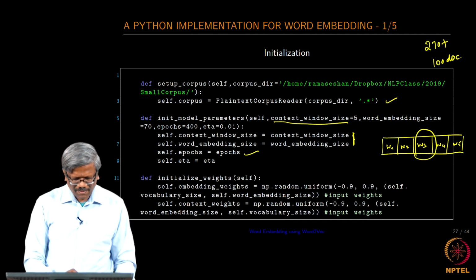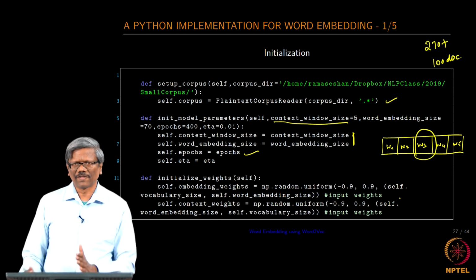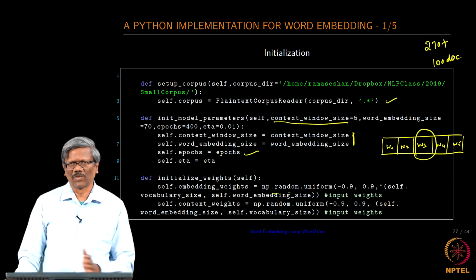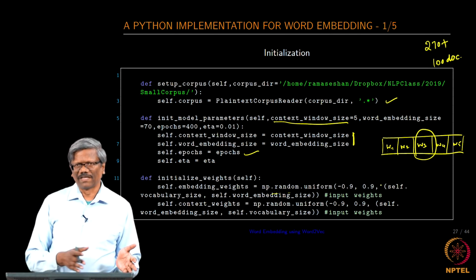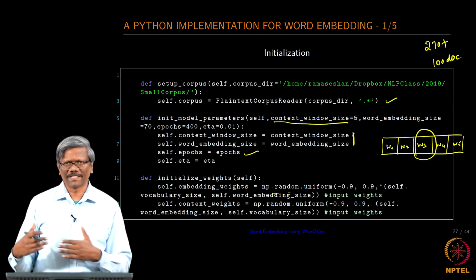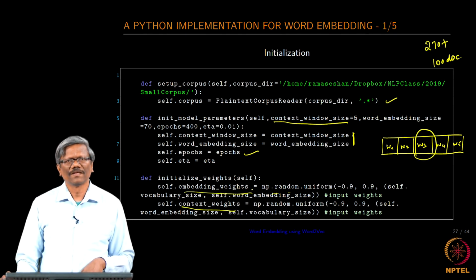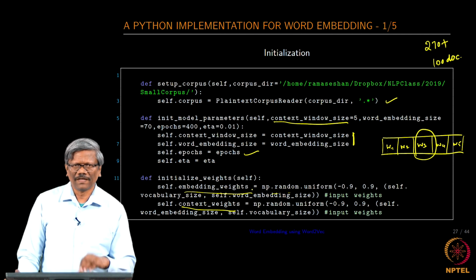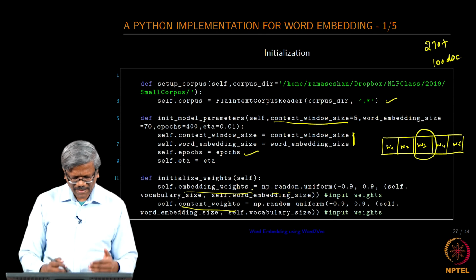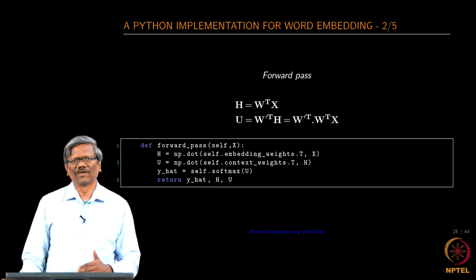Okay. And then you initialize the weights. As I mentioned earlier, to start with, you have to have some weights associated with that. So, I am just using a random number using a uniform distribution between the values of minus 0.9 to 0.9. I initialize both embedding weights as well as context weights here, okay, using this. So, this is the second step that you have to do. You initialize all the parameters and then initialize your weights, and then we start the forward process.